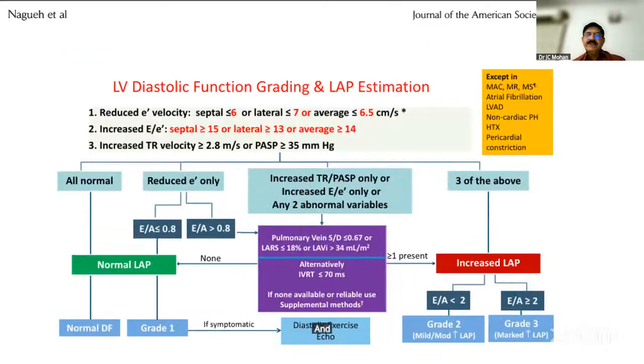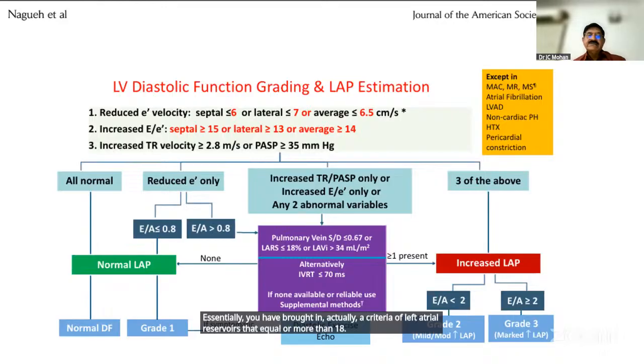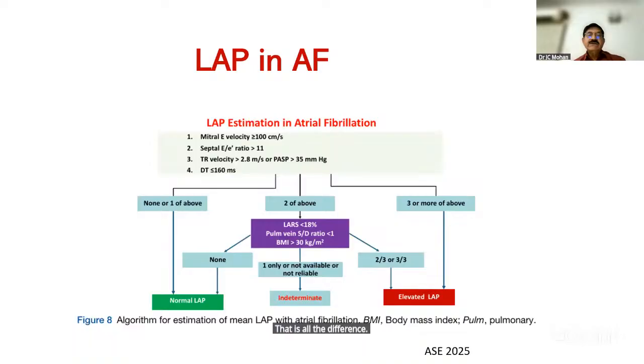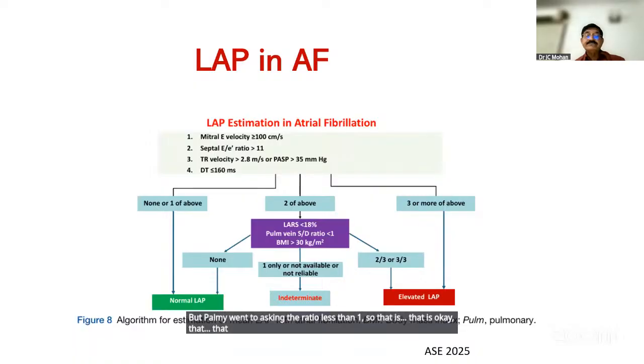And this has already been discussed by Dr. Singh. I wouldn't go into those details. Essentially, they have brought in a criterion of left atrial reservoir strain equal or more than 18, and alternately IVRT 70 millisecond or less, which wasn't there in the 2016 guidelines. That is all the difference. And in atrial fibrillation, here again they have brought in body mass index more than 30 kg, but the pulmonary vein S/D ratio less than 1. So that is okay.